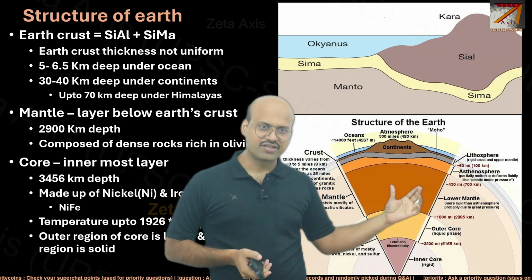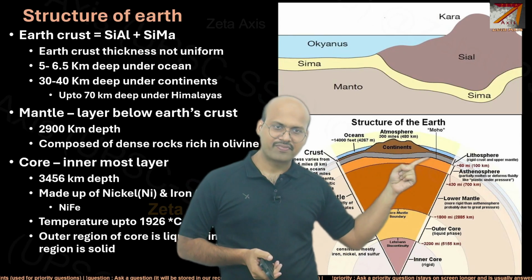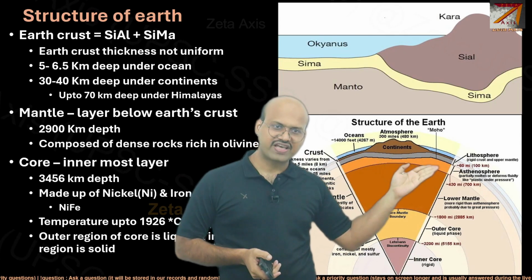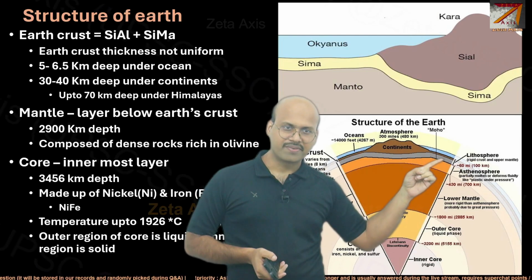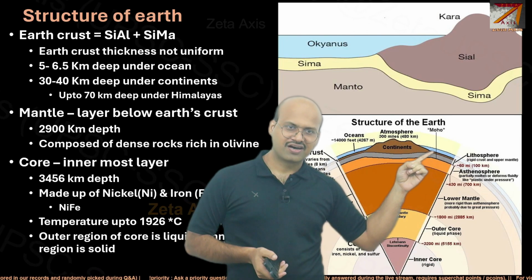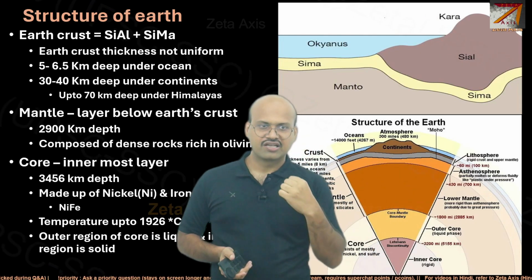And generally, in modern studies, you will see that the crust as well as the upper mantle layer which lies above the asthenosphere is called the lithosphere, which is indicated here. So the upper mantle and the earth's crust which is above this asthenosphere is called the lithosphere.